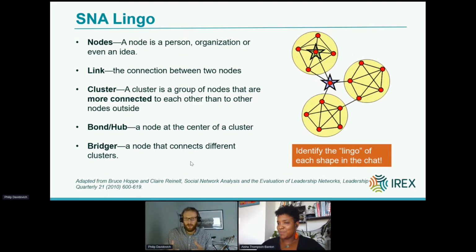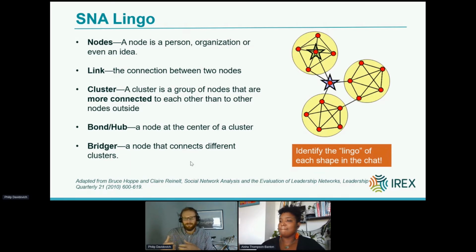Essentially, when we talk about nodes, we're talking about those red circles that are scattered around the whole figure. When we think of links, we're talking about those lines between each of those red circles, the nodes. When we think of clusters, we're talking about those yellow circles where groups of nodes are connected to each other. And when we think of bonds or hubs, we think of that green star on the top left corner that's central within one of those clusters, a central information share within a specific group.